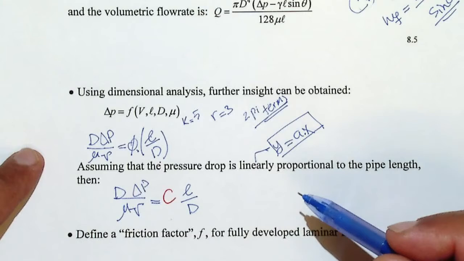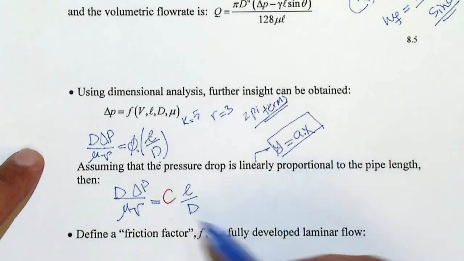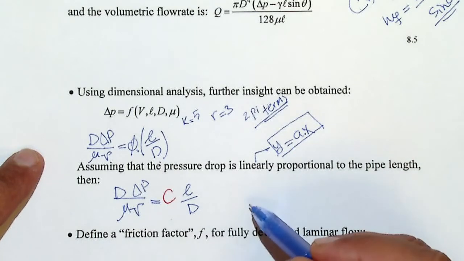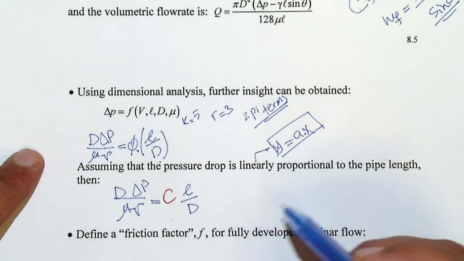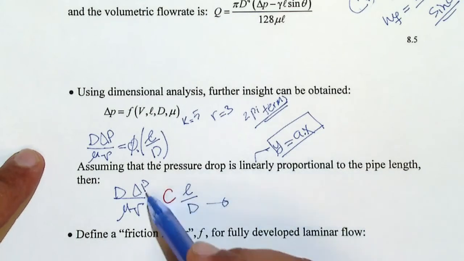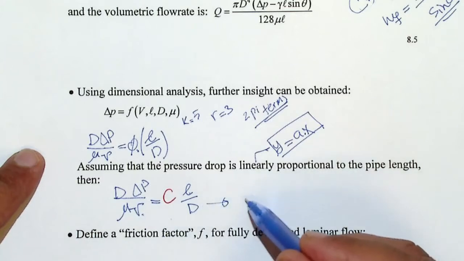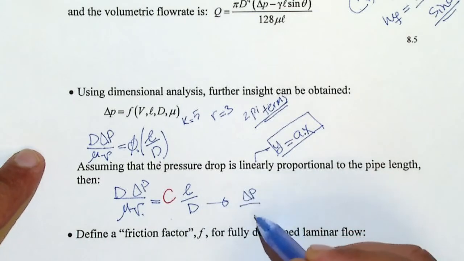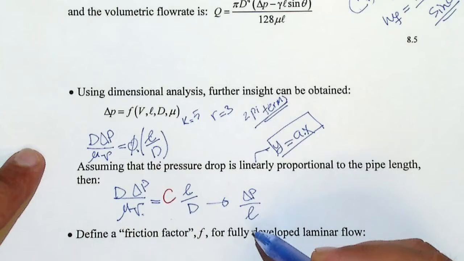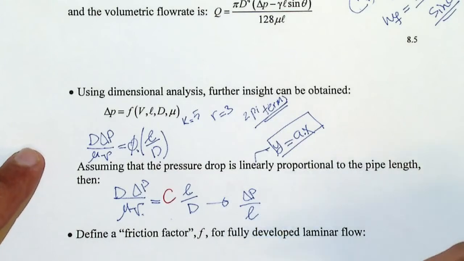But if you keep delta P on one side and the rest of the terms on the other side, that means rewrite delta P and bring L here and the rest of the terms on the other side, then delta P, which is the pressure drop, again delta P over L is one of the most important things that you want to know.